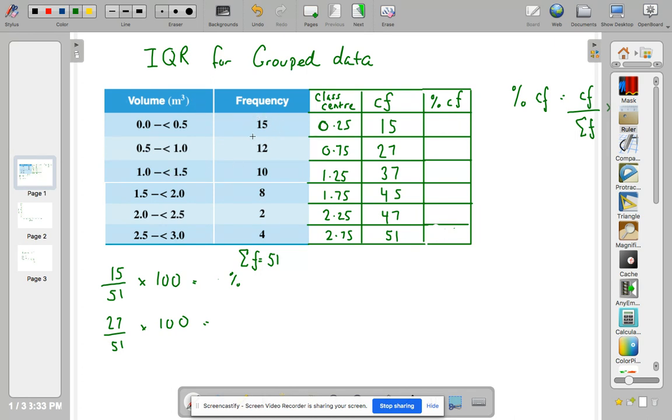There were 15 things that were between 0 and 0.5 cubic metres, 12 things that were between 0.5 and 1 cubic metres, etc. I put the class centres in here, which is the halfway mark of these groups. You probably don't need that for this question, but I've put them in anyway. But the big thing you do need is the cumulative frequency. Okay, so remember how we get that? We start with 15 there.